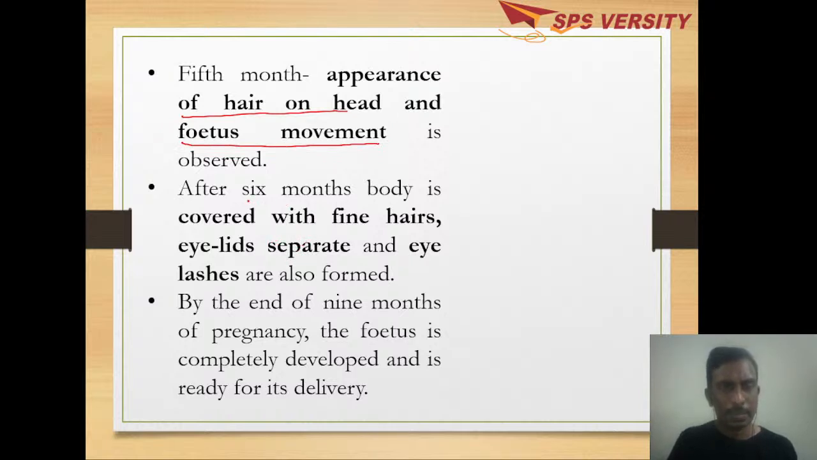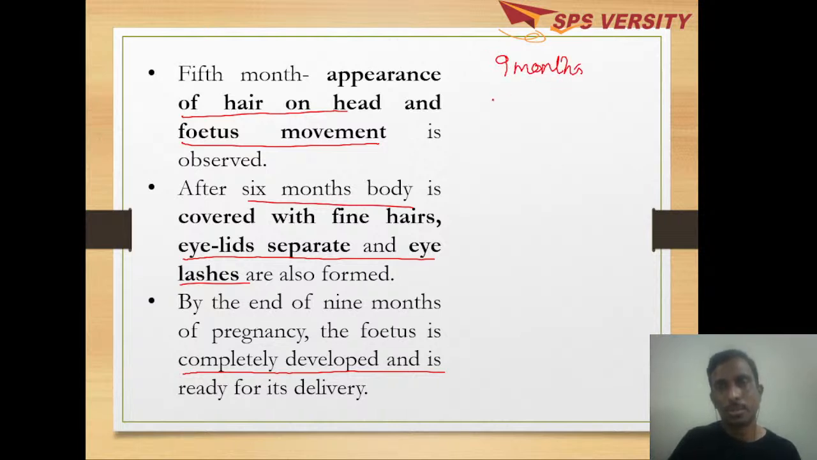After 6 months, we can see development of eyelids and eyelashes. By the end of 9 months of pregnancy, the fetus is completely developed. So during the development of the fetus, the embryogenesis, that is from the day of fertilization to childbirth, which takes exactly about 9 months, is called the gestation period.